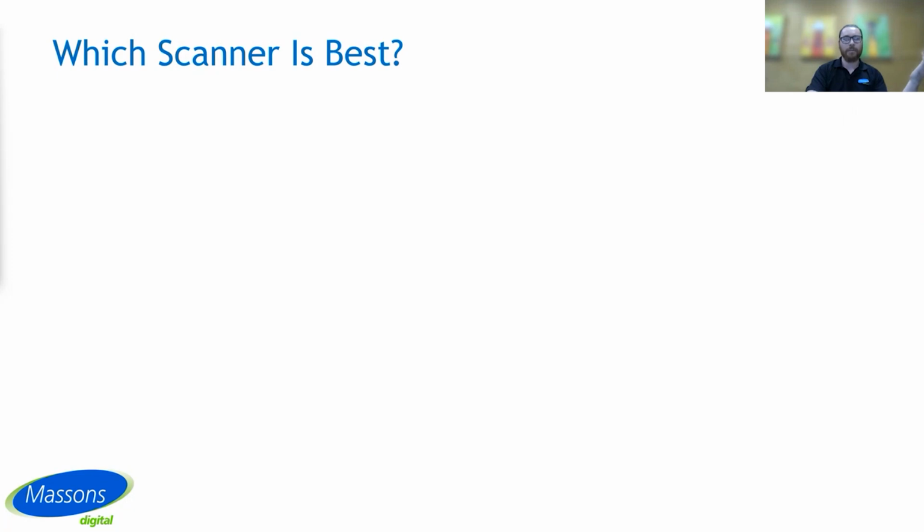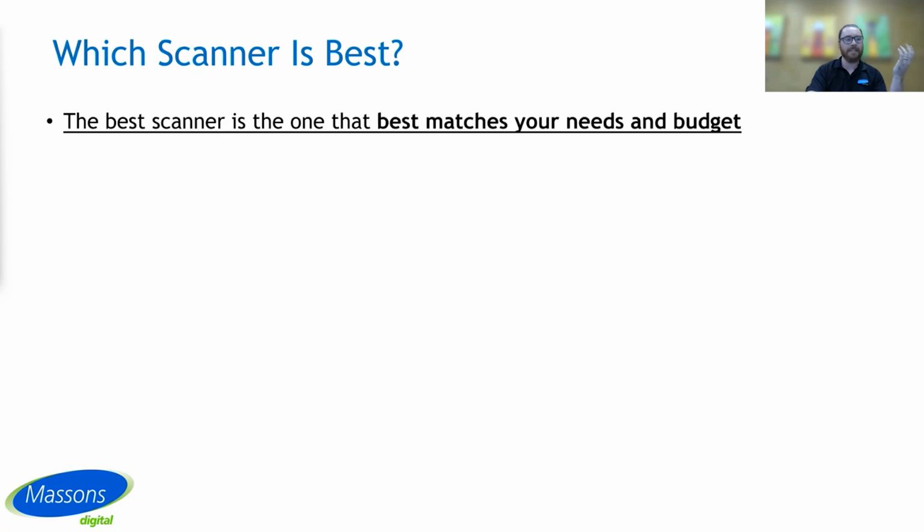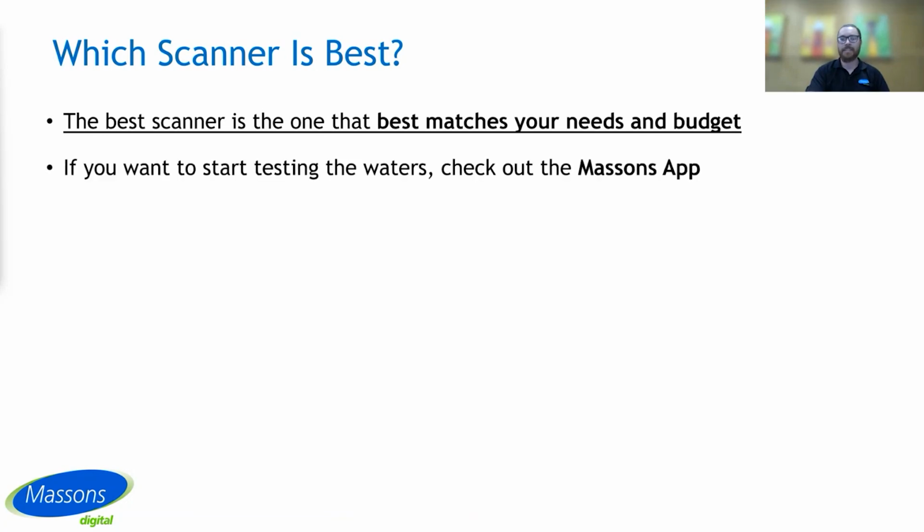So really, we're at the point of the golden question. What scanner is best? The real answer is the best scanner is the one that matches your needs and your budget. If you want to start testing the waters and you don't want to really spend anything, the Massons app is a fantastic way to get started. And it's especially good if you want to do lower limbs and crush boxes, especially given that most of the time those are shapes which have a bit less risk associated with them too. Great way to get in and get started.